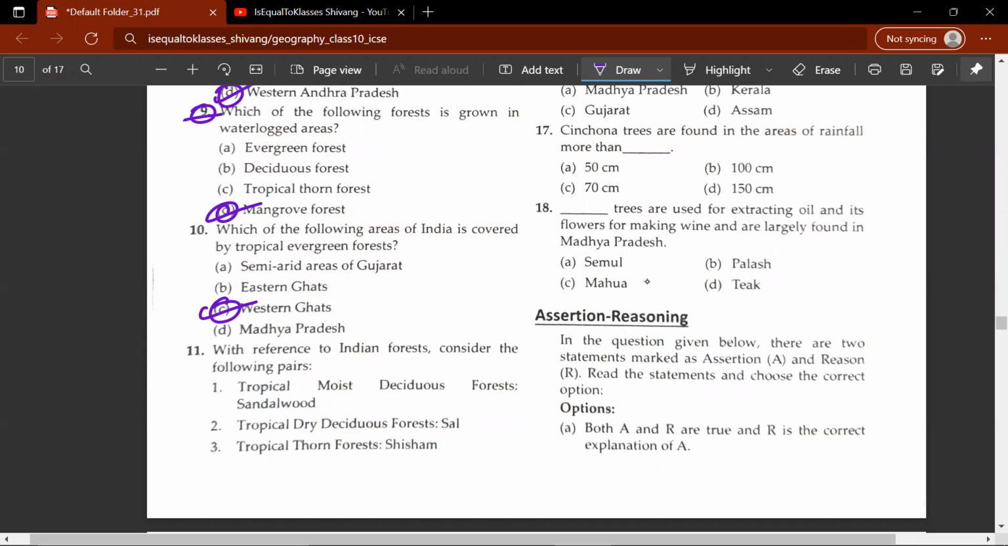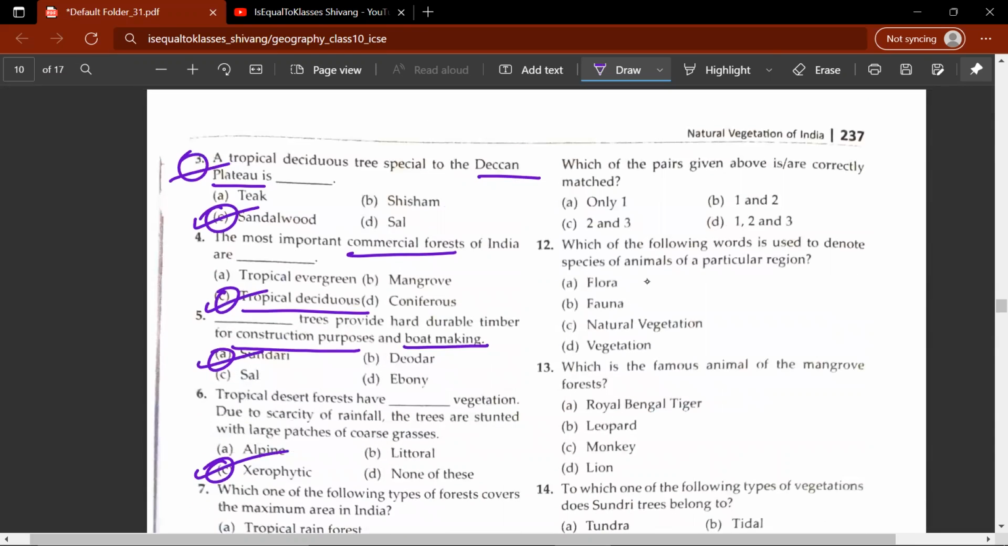With reference to Indian forests, answer the following pairs. Tropical moist deciduous forest, sandalwood. Tropical dry deciduous forest, sal. Tropical thorn forest, shisham. So let's mark the correct option for this. The correct option for the 11th question would be B, 1 and 2.